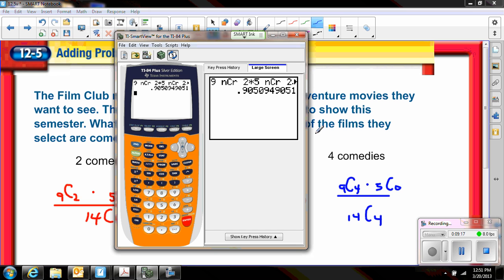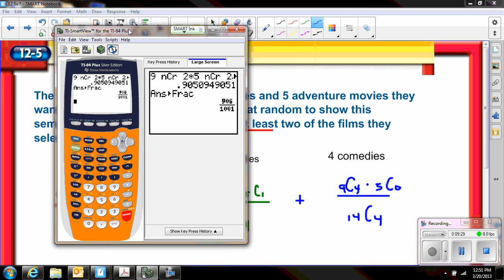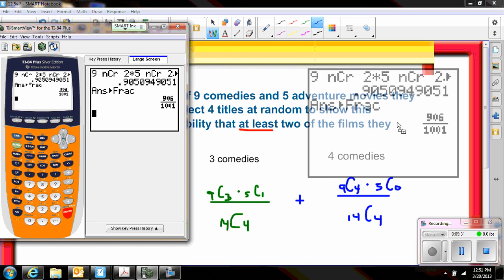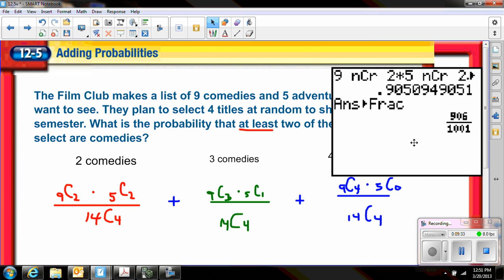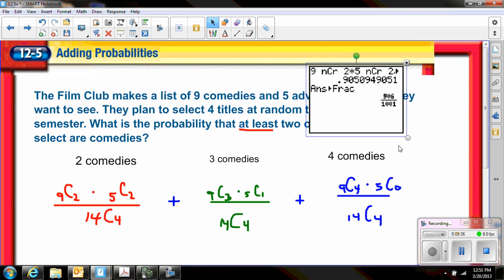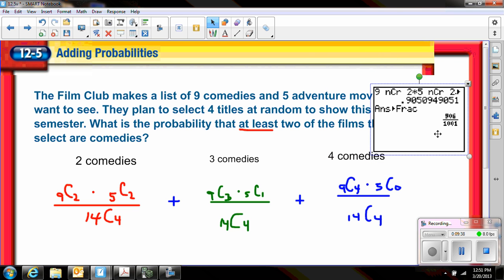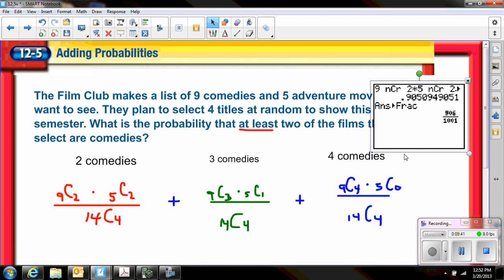That gives me an answer of 0.905. Let's see if we can make this a fraction. Or 906 over 1001. Or just about 91% chance that we are going to watch at least 2 comedies in this given semester.